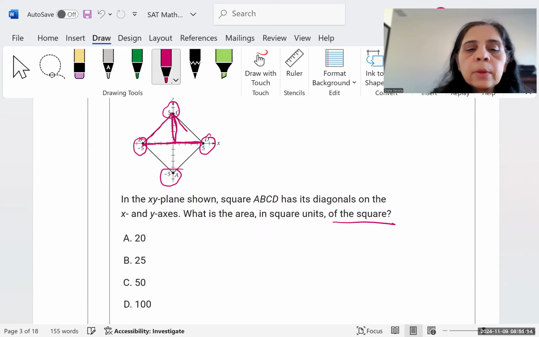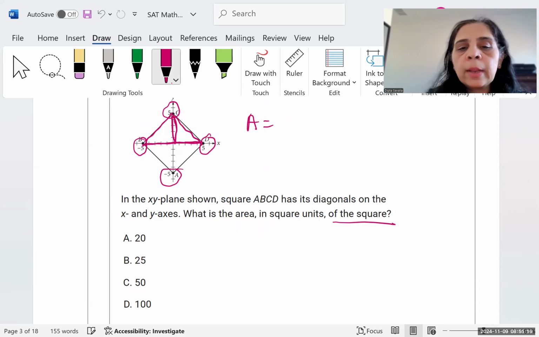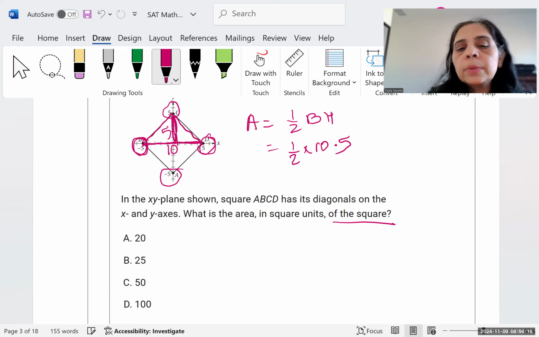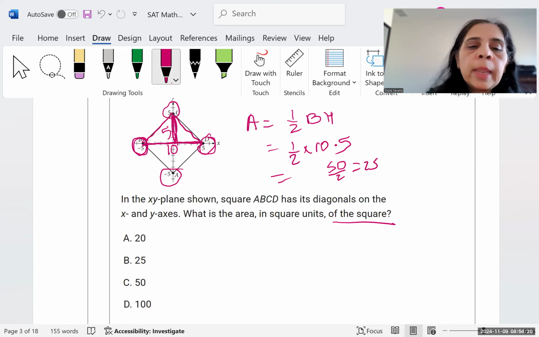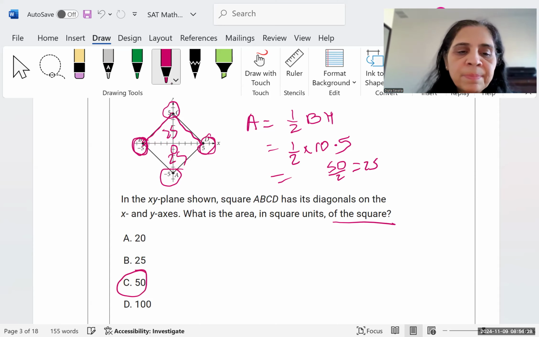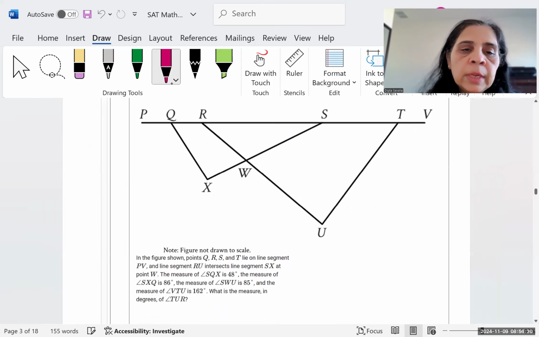So we can create triangles. We will get two exactly same triangles. So we can find the area of one triangle first: 1/2 base times height. The base goes from negative 5 to 5, so this length is 10, and the height is 5. So 10 times 5 is 50, over 2, which is 25. The area on top and bottom must be the same. So that's 25 plus 25, which is 50. And that's it. All right, number 13.